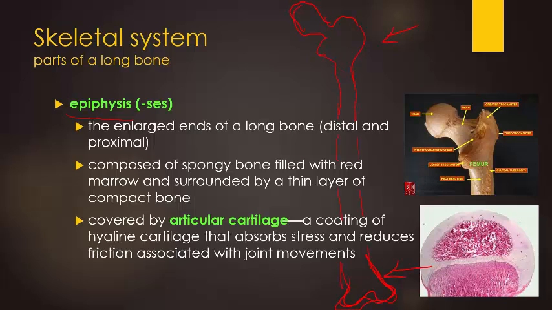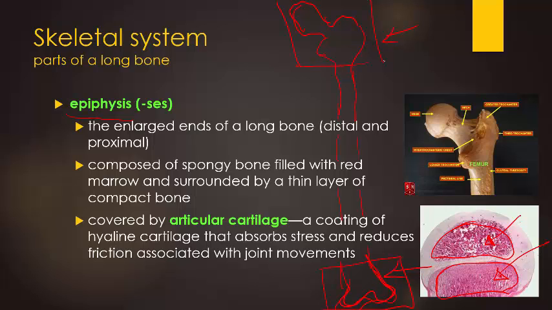Here we can see the epiphysis. There's one end of the humerus that we're seeing here. This is the spongy bone that's found inside the epiphysis of the humerus. And so there is a proximal epiphysis and a distal epiphysis, one at each end.